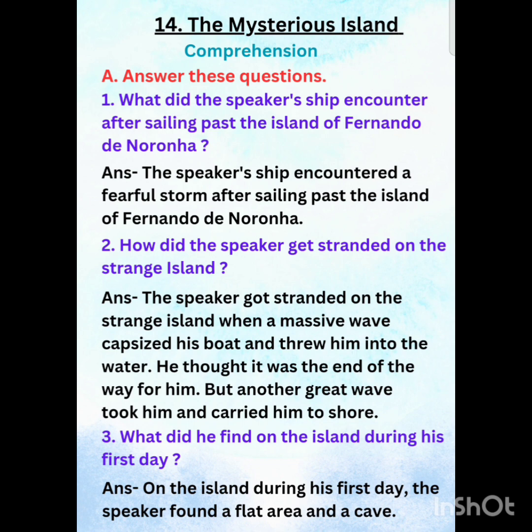Question 3. What did he find on the island during his first day? Answer is, on the island during his first day, the speaker found a flat area and a cave.